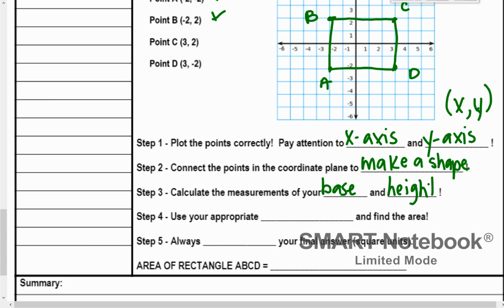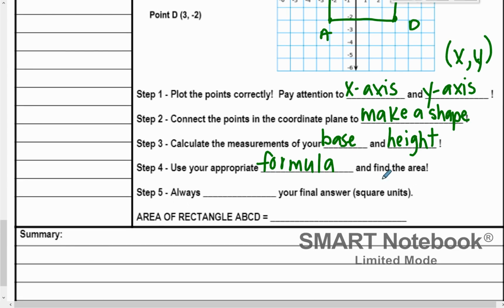Okay, and in order to do that, I have to count the boxes, and we'll do that in a minute, so just hang on. Then we're going to use our appropriate formula. So use the formula that we use for rectangles, which would be base times height. And we show our work by using substitution and finding that area. Last step, we always want to label our final answer. Okay. Always label that final answer.